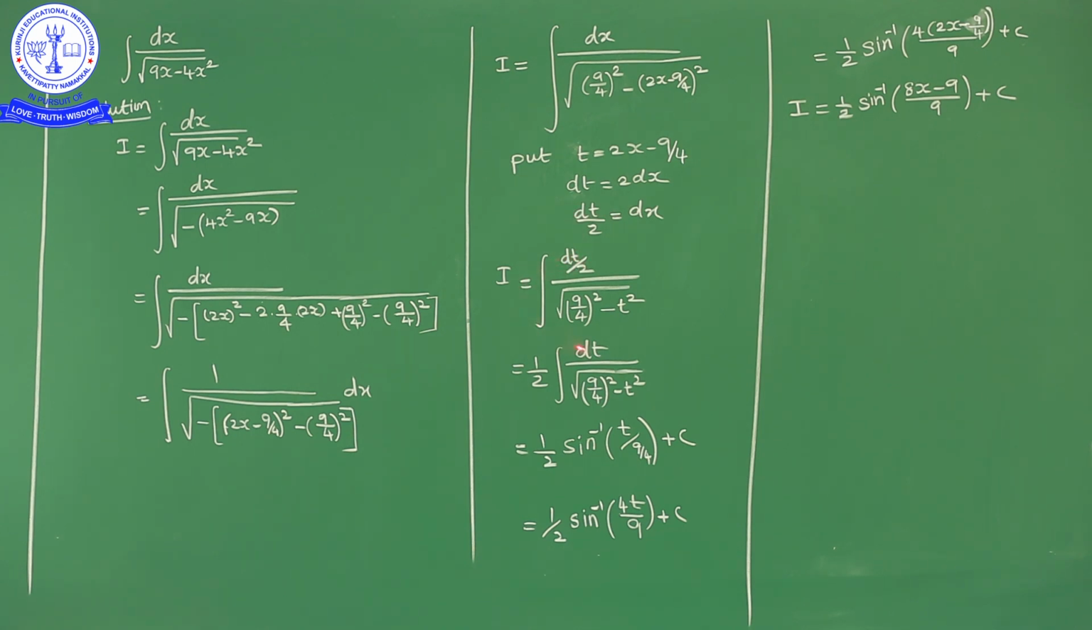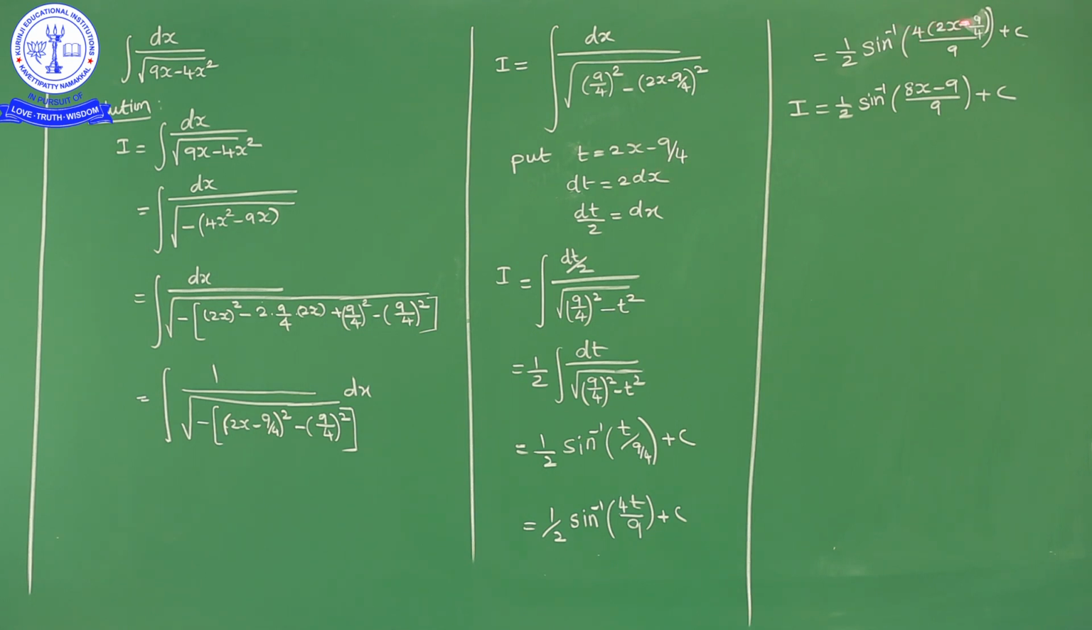Okay. So half dt upon square root of 9 by 4 whole square minus t square. Now this one, integration of 1 by square root of a square minus x square is sin inverse of x by a. Similarly this one is sin inverse of t by 9 by 4. So what we can write? 4 comes to numerator, 4t upon 9. So half sin inverse of 4t upon 9 plus c. What is t? T is 2x minus 9 by 4.